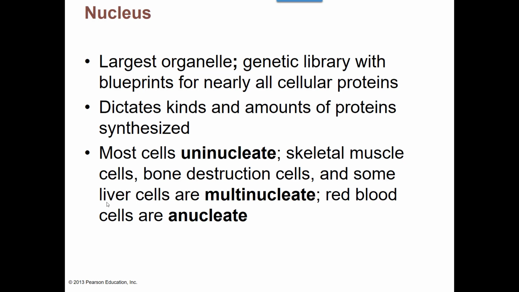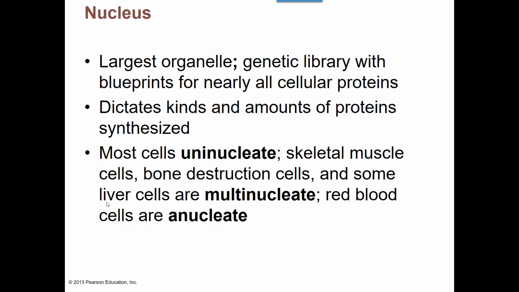Now, most cells are uninucleate, which means they have just one nucleus. Most cells do. However, there are a few that have more than one. Some skeletal muscle cells have more than one nucleus. Some bone destruction, breaking down cells have more than one nucleus. And some liver cells are multinucleated. Most in the body just have one, but some have more.